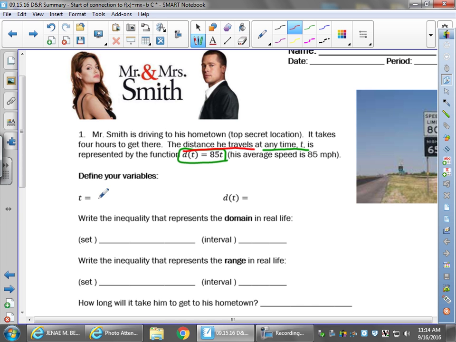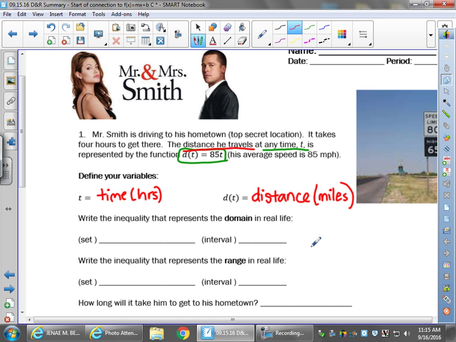What's t? Good, time measured in hours. Like it. Who's got d of t? Julio? Careful, not speed. Yes, the answer is distance. So back up a little bit, Julio, from that. Just your distance measured in what? Miles. Good. Now, once I have these labeled, where else am I supposed to write these units?